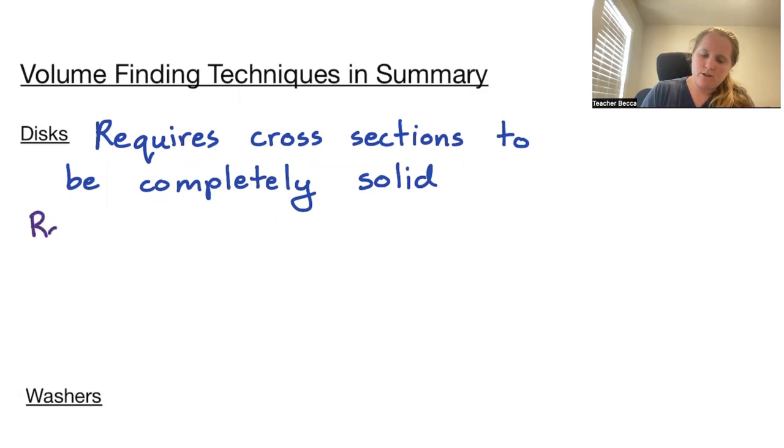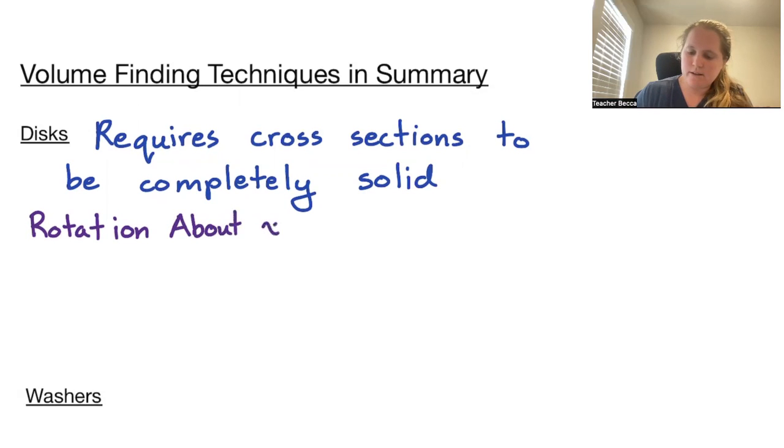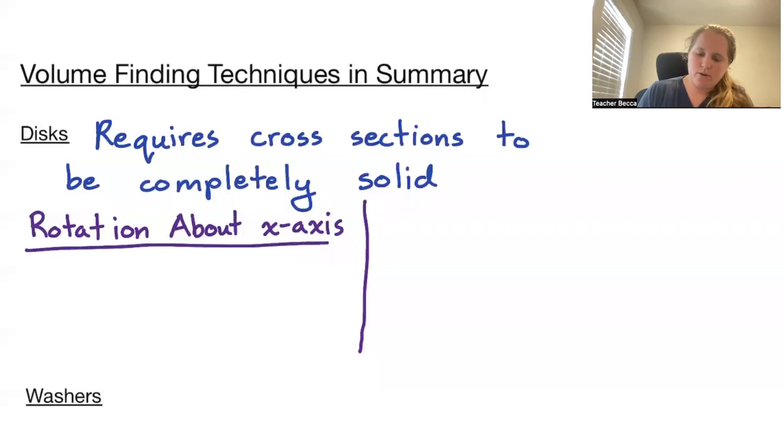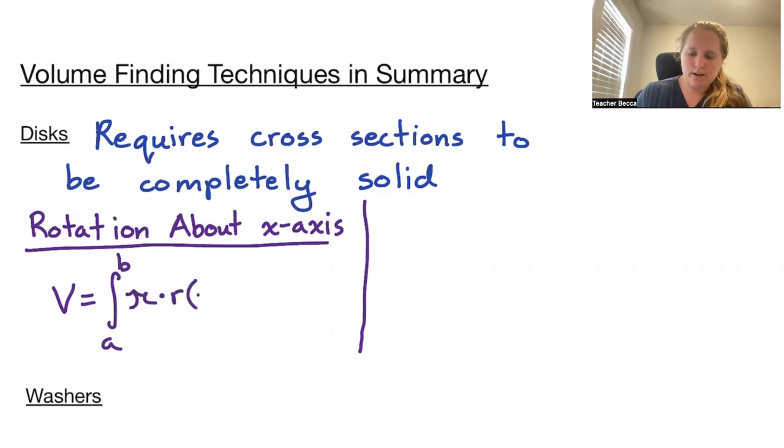So for rotation about the x-axis, we had our volume was equal to the definite integral from a to b of pi times r of x squared times dx.